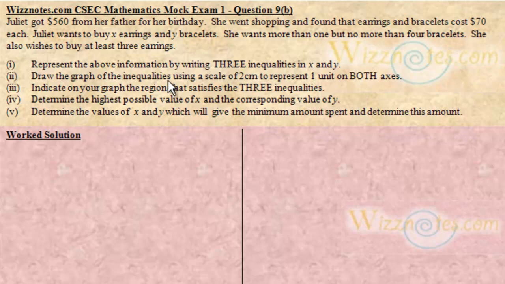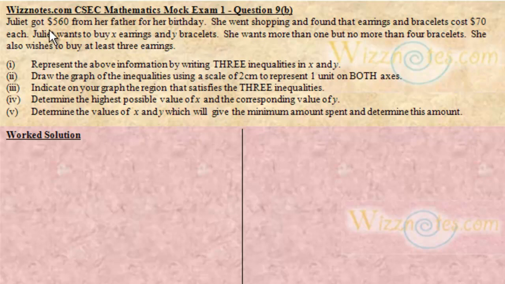We have to draw a graph of the inequalities using a scale of 2 centimeters to represent 1 unit on both axes. We have to indicate on our graph the region that satisfies the 3 inequalities. We have to determine the highest possible value of X and the corresponding value of Y, and then determine the values of X and Y which will give the minimum amount spent, and we have to determine this minimum amount.